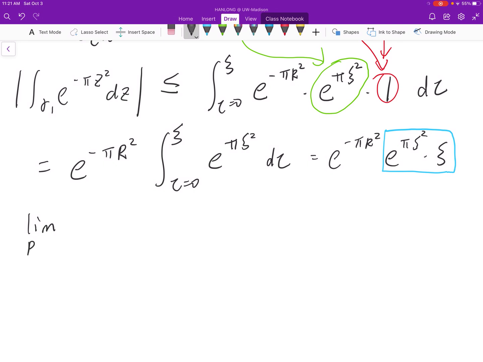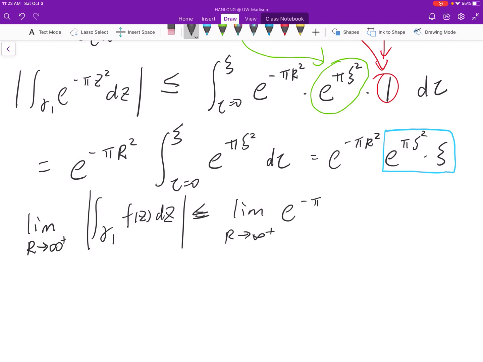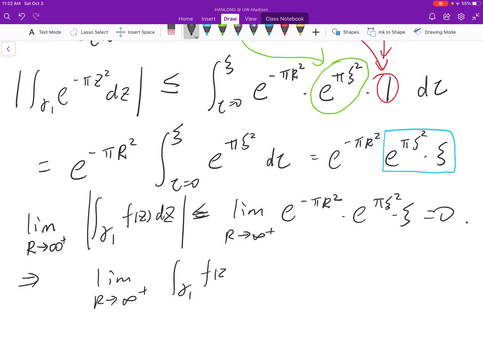Therefore, if we take the limit r goes to positive infinity, then the integral of f(z) dz along small gamma 1 equals the limit, if you take the absolute value, is bounded by the limit r goes to positive infinity, exponential negative pi r squared times some constant, which is 0. Therefore, the limit without the absolute value is also 0.